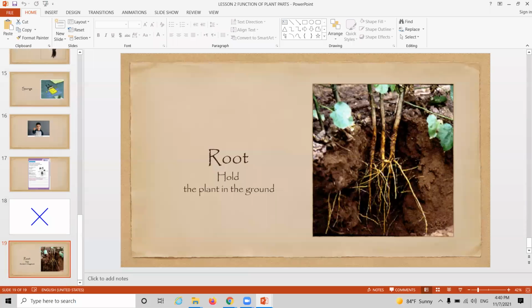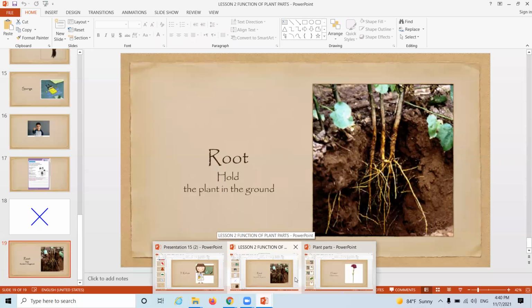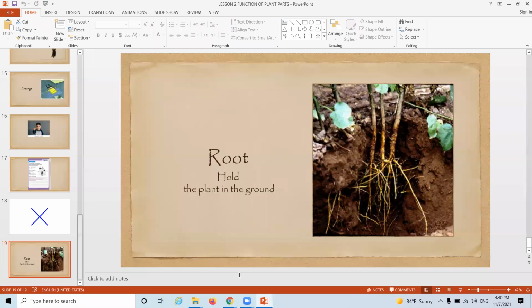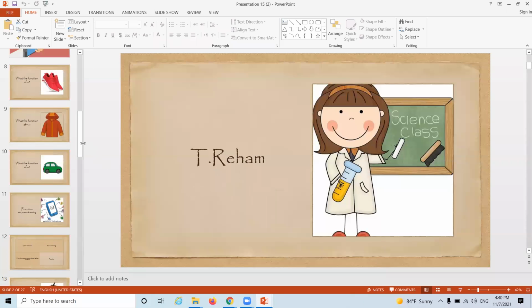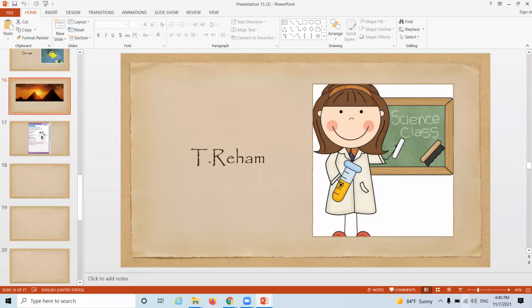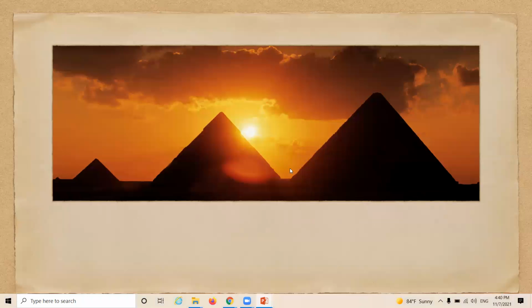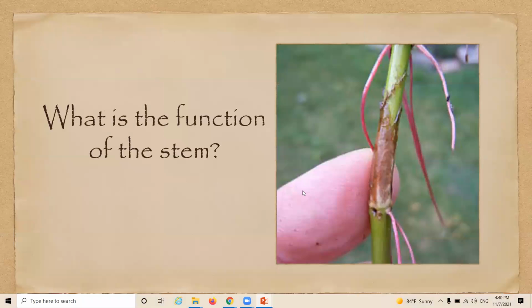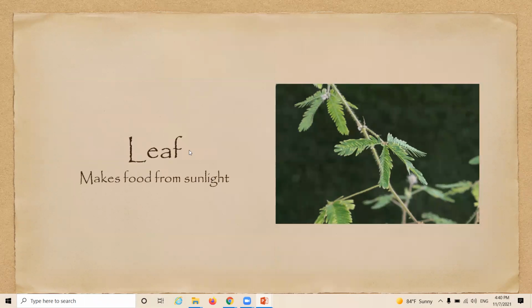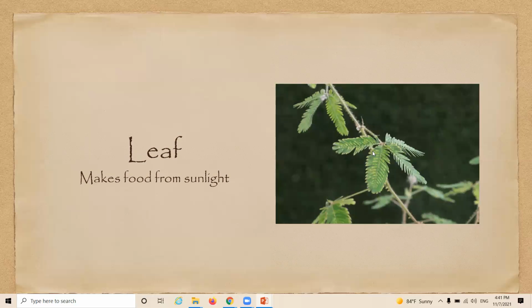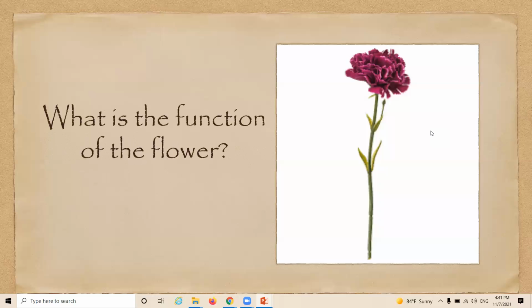Okay, what comes after the root? After the root we have the stem. The stem holds the plant up. What about the leaf? The leaf makes food from the sunlight.